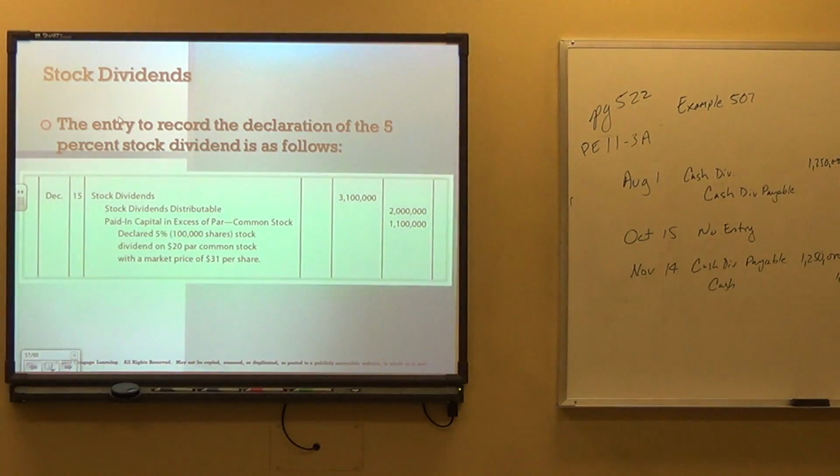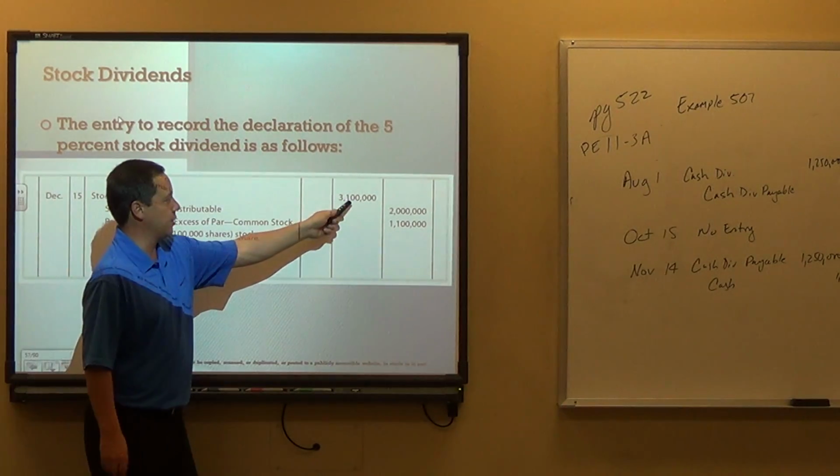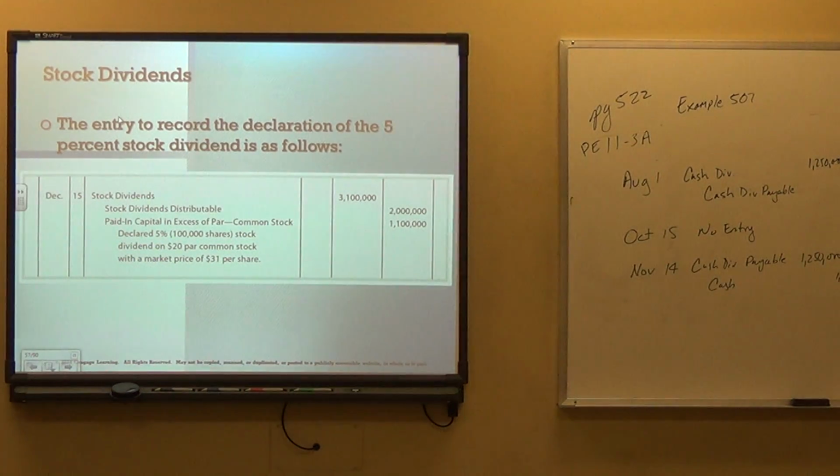So to us, this is what it means. We have a stock dividend of 3.1 million. That's what it's going to cost us to put that out there. Why? We have 100,000 shares we're going to issue at $31 a share. So 31 times 100,000 gives us 3.1 million. And the stock dividend distributable is 2 million because the par value is $20. And then the additional paid-in capital is 1 million. So that's where the difference comes in on this one.